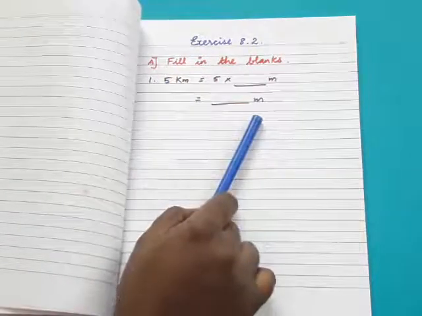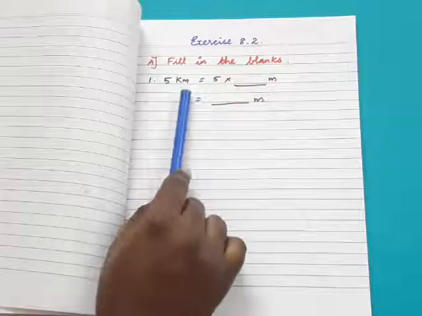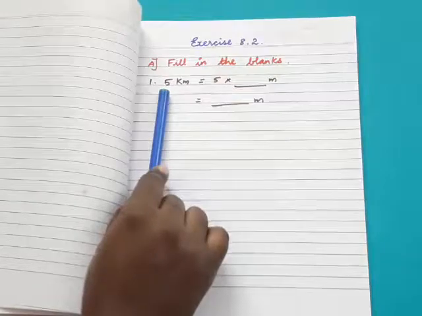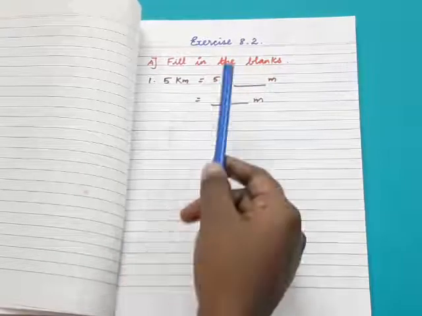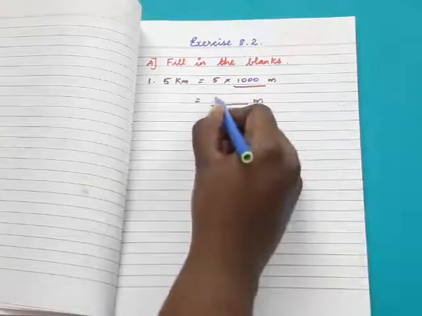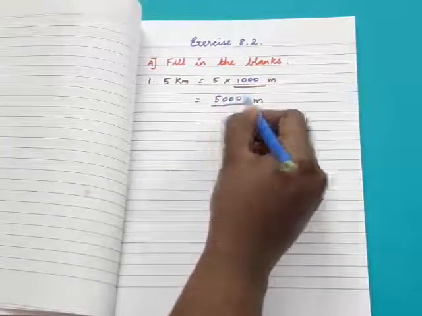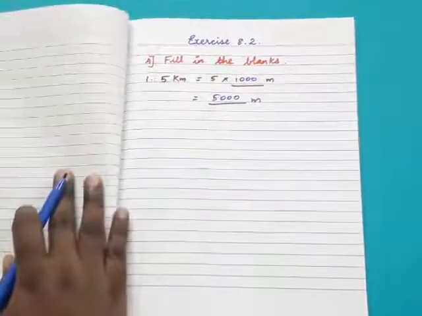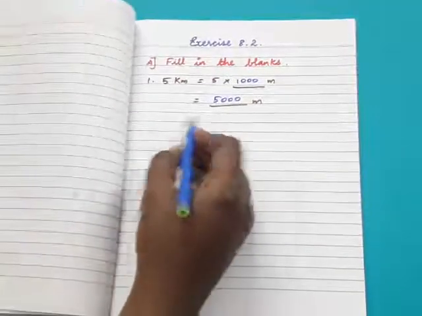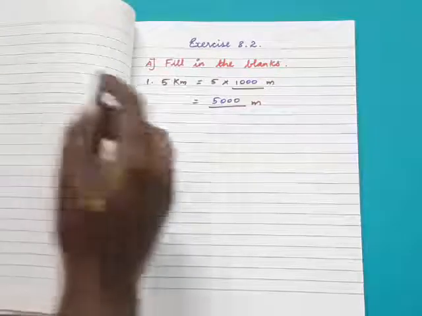What formula you should use? 1 kilometer equal to 1000 meters. So instead of 1, you are going to do 5. So 5 into 1000. So the meter is 5000. So the answer is 5000 meter. Now shall we look into the next one? Next question, students.